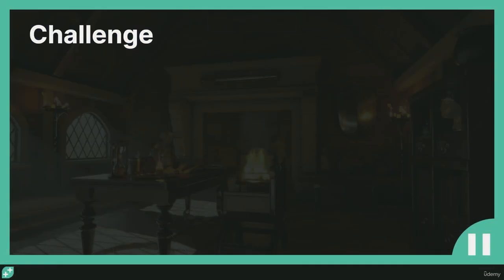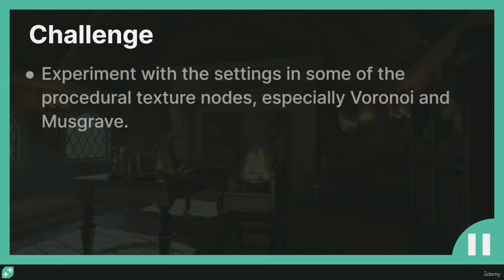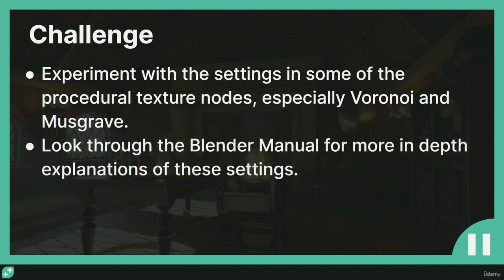Okay, challenge time. Your challenge for this video is to experiment with the settings in some of the procedural texture nodes. I would definitely concentrate on Voronoi and Musgrave just because there are so many variations of these two textures. Have a look through the Blender manual for more in-depth explanations of the settings for both of these nodes and any of the other nodes that you're interested in.